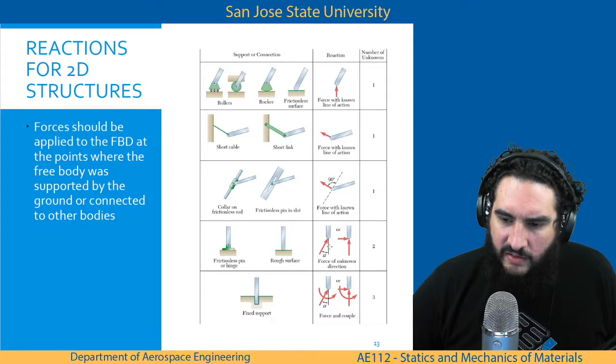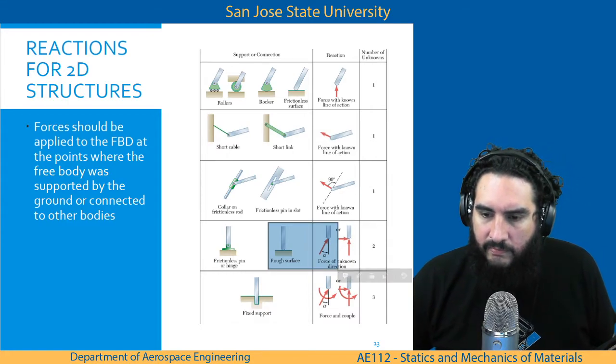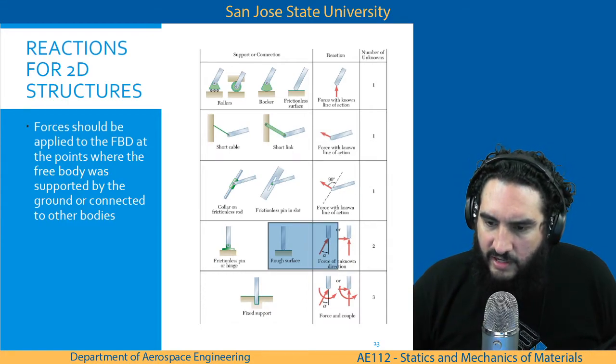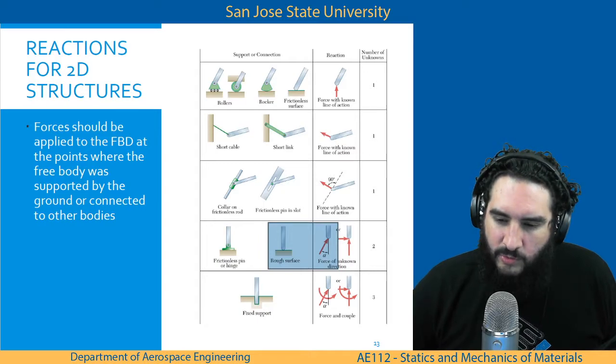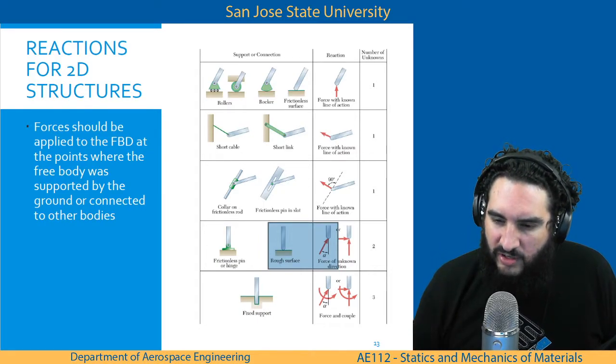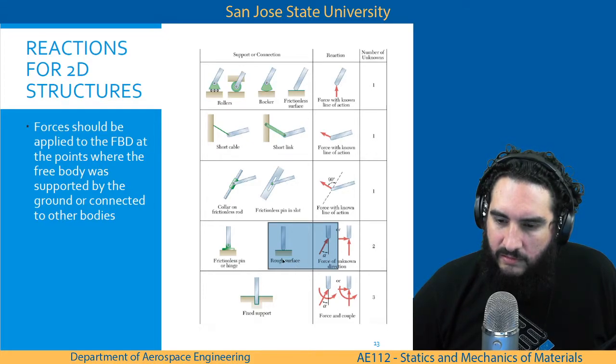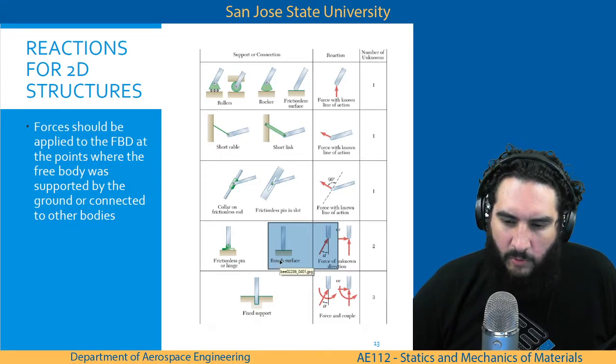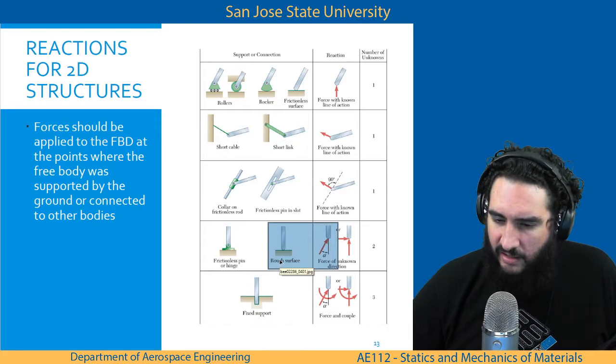The rough surface, I think, is the left-hand side. These two are the same. Because a rough surface, if it was a rough surface, I would have an X component as well. But then we would be considering friction, and that's not going to happen right now.